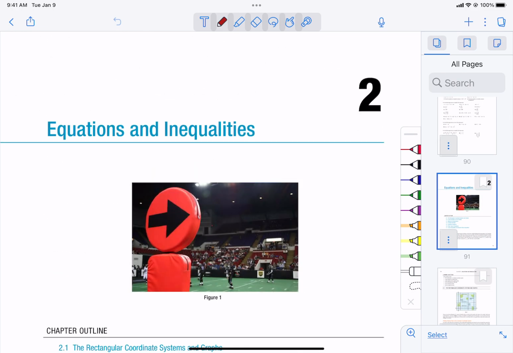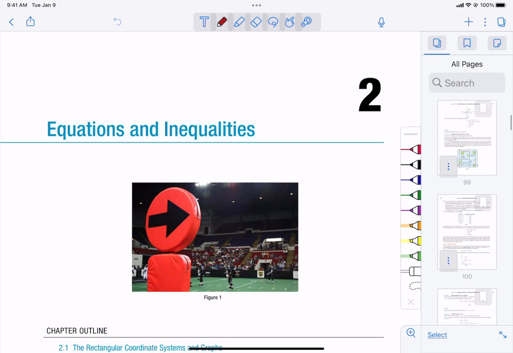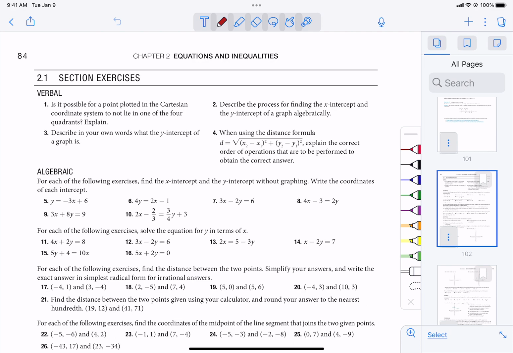Okay, so that looks like the beginning of the chapter, and I tend to do a lot of their examples because the homework is going to look like that too. So if we scroll then to 2.1, the problems start on page 84. It's 102 in the PDF, but page 84 in the top corner, okay?